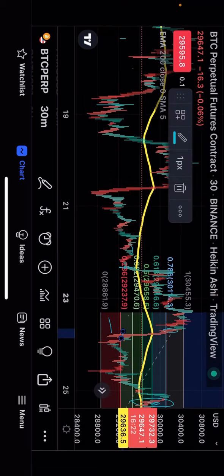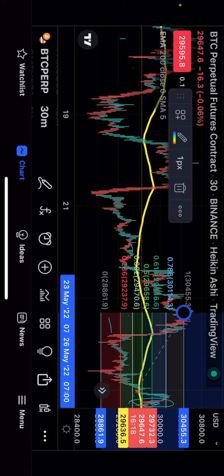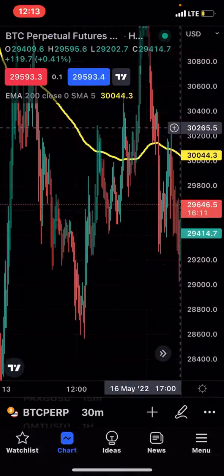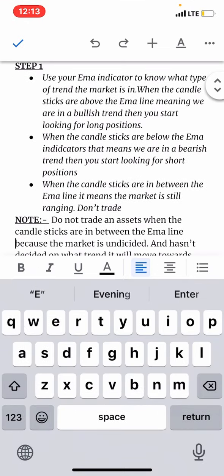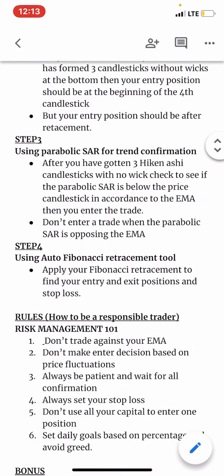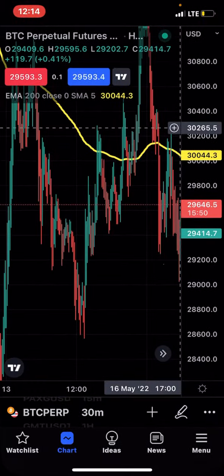Okay, let me use past data analysis so you can understand what I'm trying to say. My swing, okay, this is my swing high. Let me delete it. So let's just go back to the PDF. Now, I've showed you how to spot a good entry position with your Fibonacci retracement, to apply your Fibonacci retracement so you can find entry and exit position and stop loss. I have shown you that, but let me expand on that.